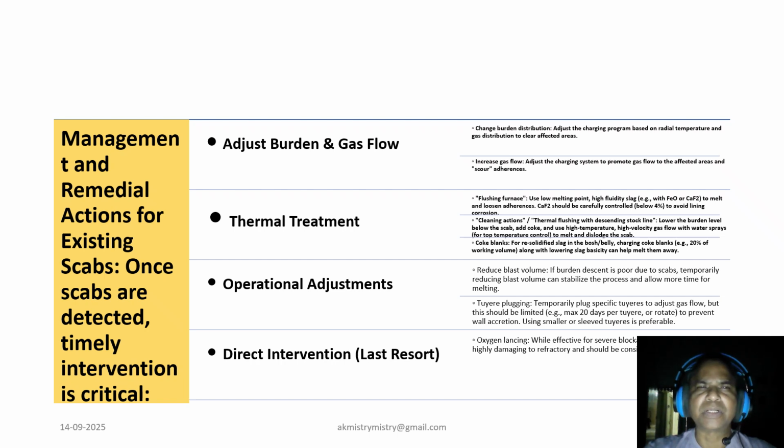In conclusion, managing a scab in the lower blast furnace is a complex and continuous task. It demands a holistic, proactive approach focused on raw material quality, precise operational control, and vigilant monitoring to ensure a stable, efficient, and safe blast furnace operation.